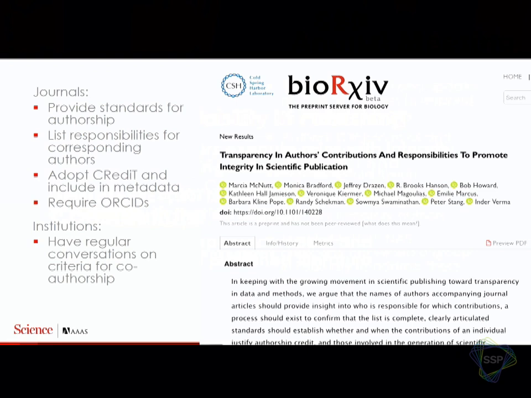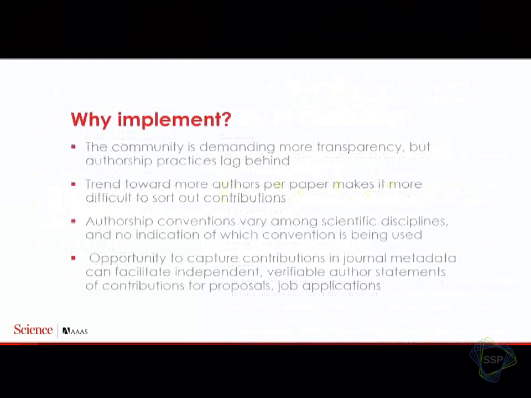So why implement this now? And I think I've covered some of these already, but I think we do recognize that the community is really demanding a lot of information about transparency, and authorship has lagged behind in that regard. In some ways, there's been more push for data sharing and open data, and even just total open articles.